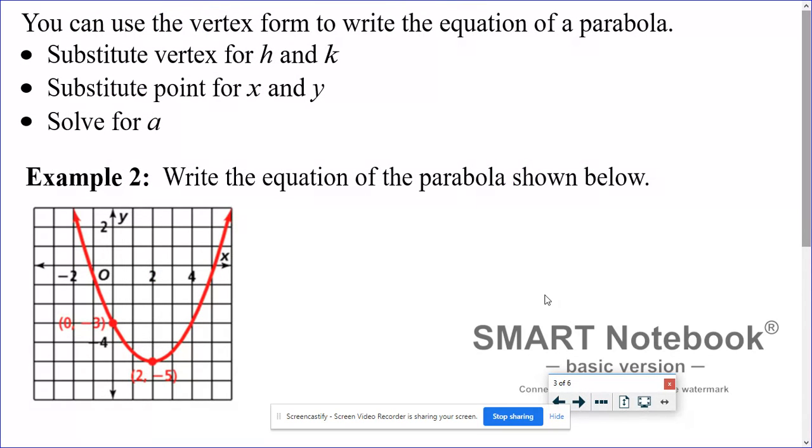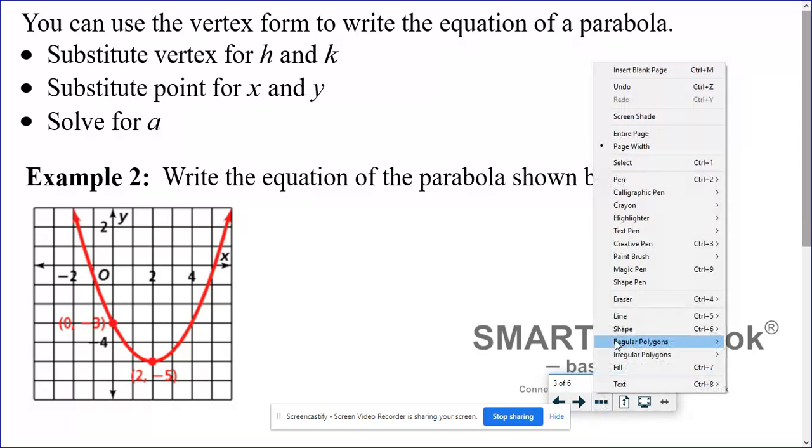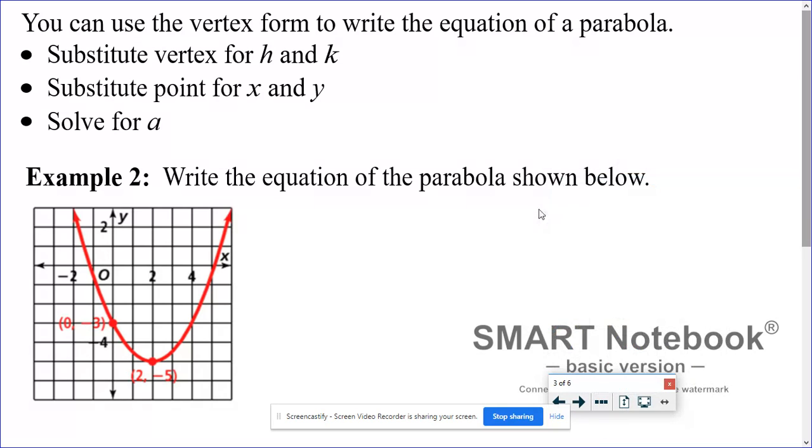You can also use the vertex form to write the equation of a parabola. So if I have a picture, a graph, I can use that information to write the equation. Remember, the form of the quadratic function in vertex form is y equals a times x minus h squared plus k.